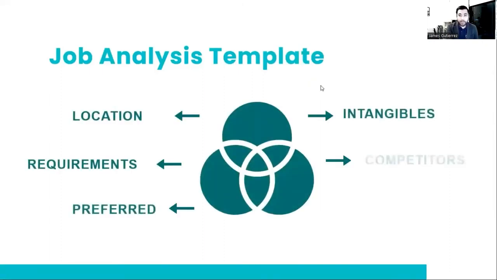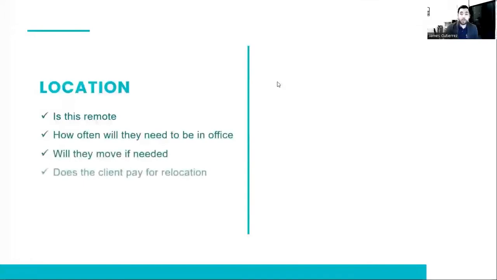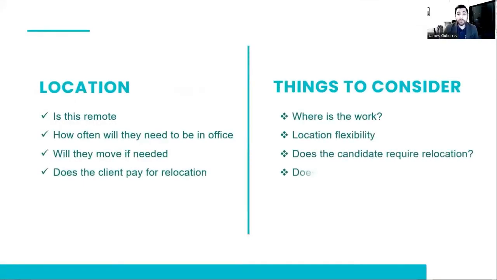In terms of our job analysis template, we have 6 sections that we follow, starting with location. Location is important because we need to determine if this role would be required to report on site. Is it a remote role? Will they move if needed? Does the client pay for relocation? All of these things are factors that we need to consider when finding the right candidate.